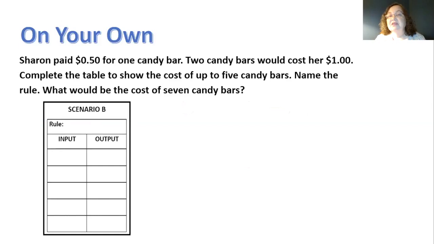So now this is on your own. Read it aloud with me. Sharon paid 50 cents for 1 candy bar. 2 candy bars would cost her $1. Complete the table to show the cost of up to 5 candy bars. Name the rule. What would be the cost of 7 candy bars? Now do this and we'll go over it tomorrow when we have our next lesson, or Thursday when you have your next lesson with me, because you're going to enjoy something with Miss Crawley tomorrow.